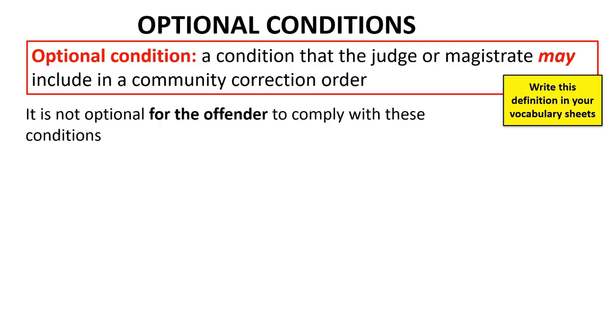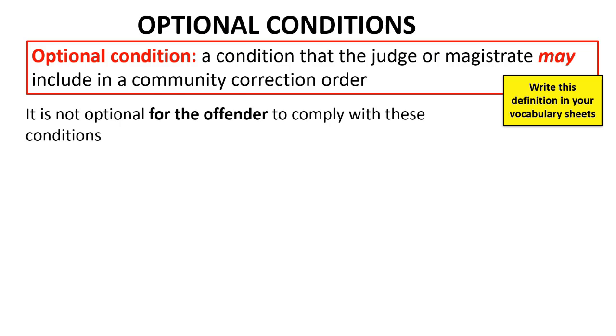Note that even though these conditions are referred to as optional conditions, it is not optional for the offender to comply with them. Instead, it is the judge or magistrate who has the option of imposing these conditions. Where a judge or magistrate does decide to include an optional condition in a community correction order, then the offender must comply with that condition. If the offender does not comply with that condition, then the community correction order could be revoked and the offender could instead be fined or jailed for the offence that they have committed.